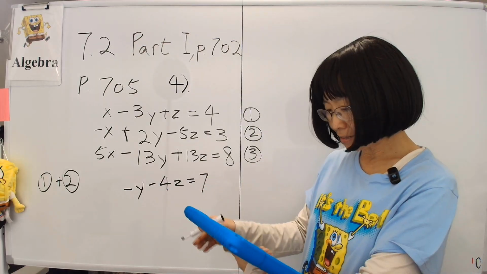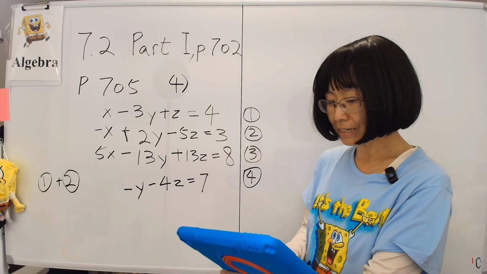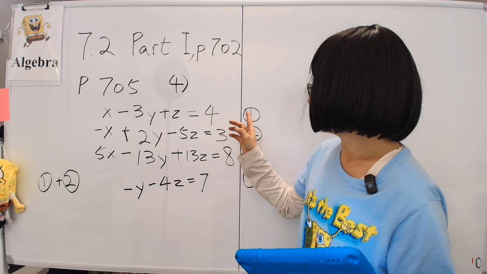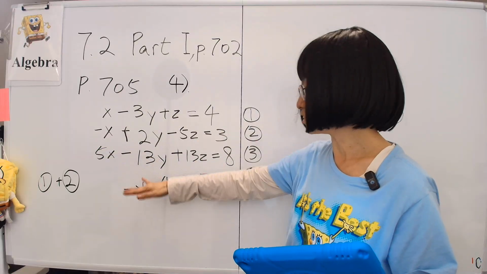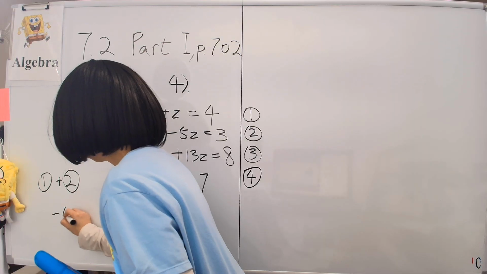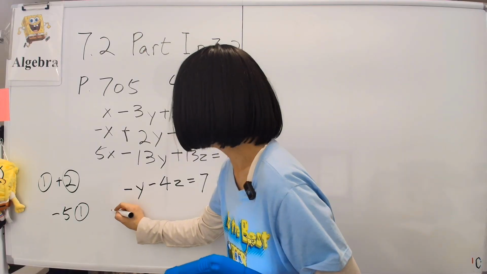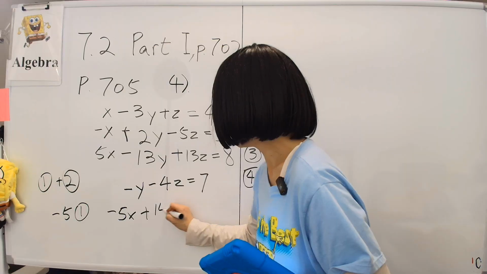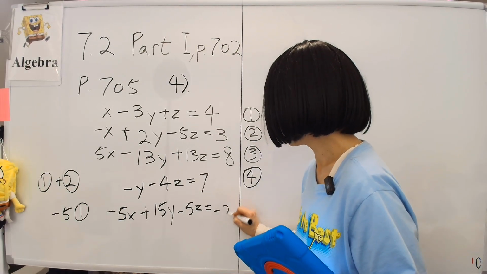Okay, so that's that. We'll call this equation 4, as the book does. So let's turn to the next page. And then next we multiply equation 1 by minus 5. We want to multiply this by minus 5 and then add it to this, because there's a positive 5 here, so we'll cancel it out. So let's take equation 1 and multiply it by minus 5. Equation 1 times minus 5 is minus 5x plus 15y minus 5z equals minus 20.